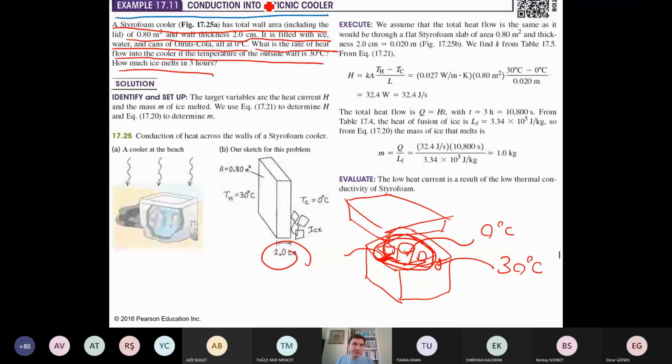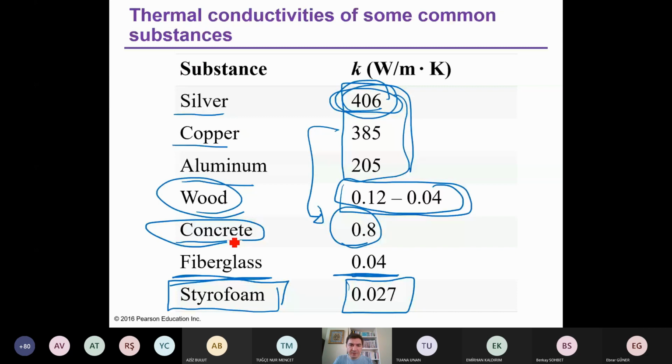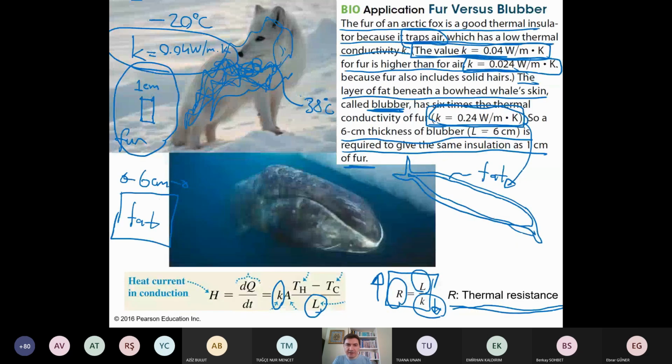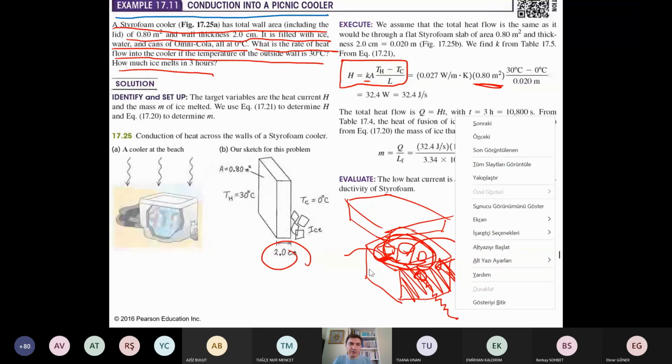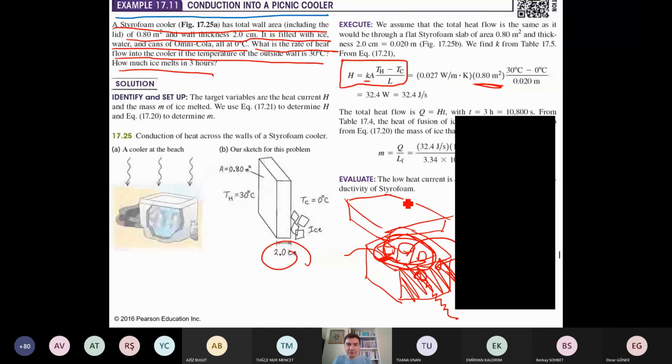Then what about the question? What is the rate of heat flow into the cooler? Heat rate is given with this expression. This is the K. You can find it from the table for the styrofoam. It is 0.027 watt per meter per Kelvin for the styrofoam. And then just use it here. And the area is given, okay? If you consider this area, you can calculate the rate of heat flow into the cooler.